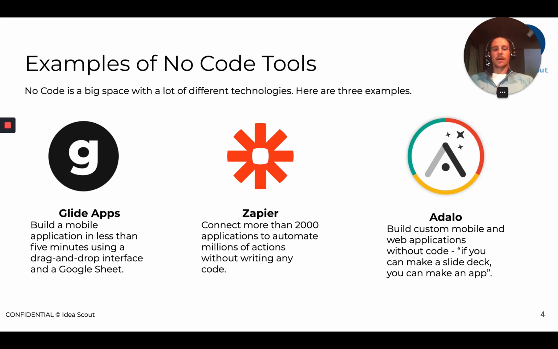The last one I'll talk about is Adalo. Adalo is another drag-and-drop application builder that will build true mobile applications that can be in the Google Play Store or the Apple App Store, as well as web applications. This is a very deep and thorough application that helps you build more complex things than what you could build in Glide.